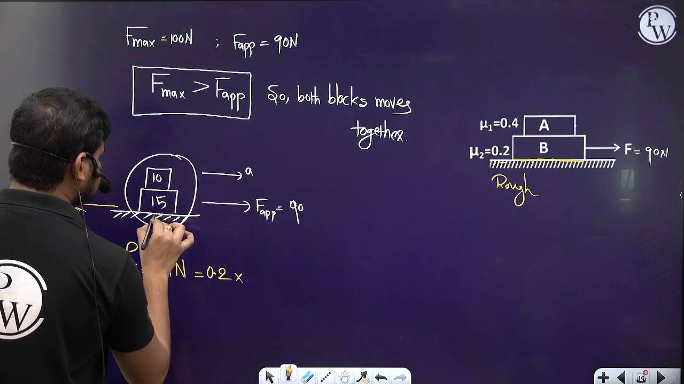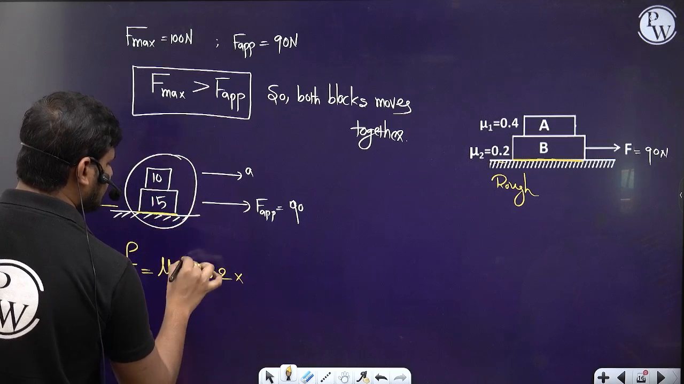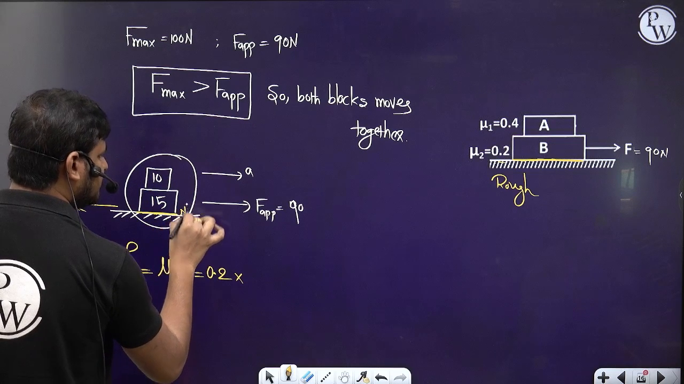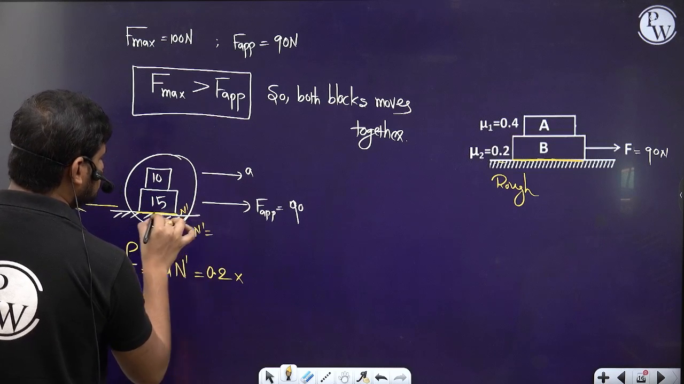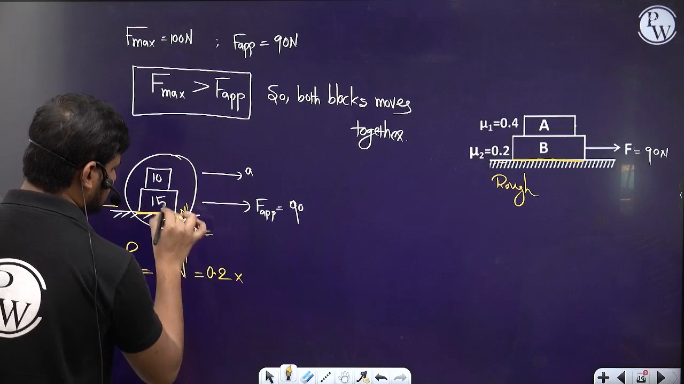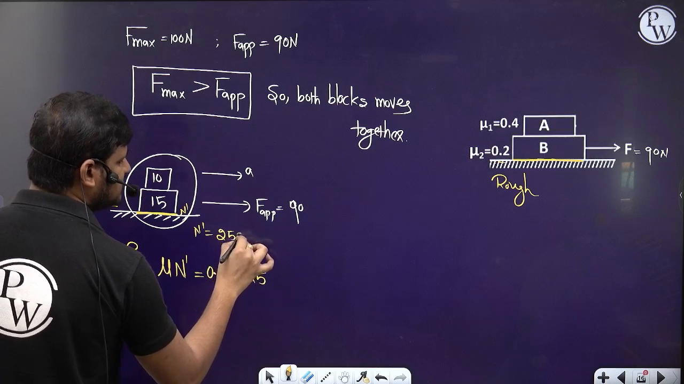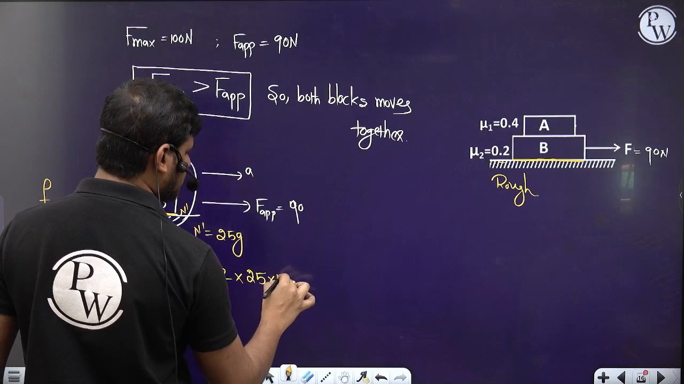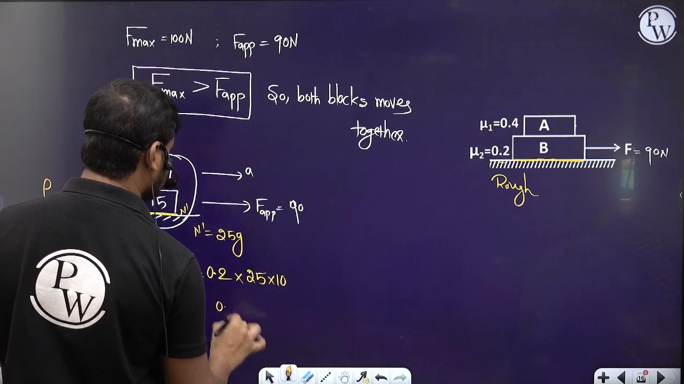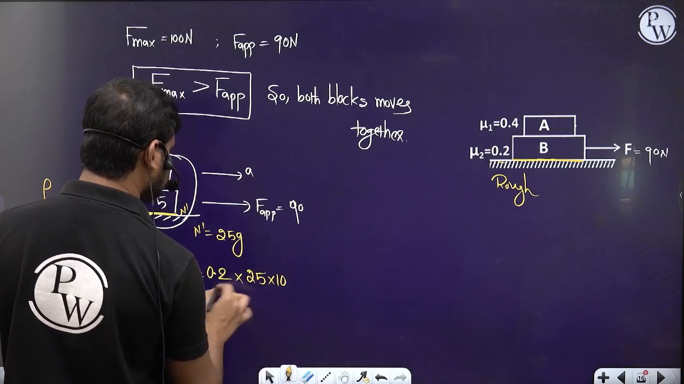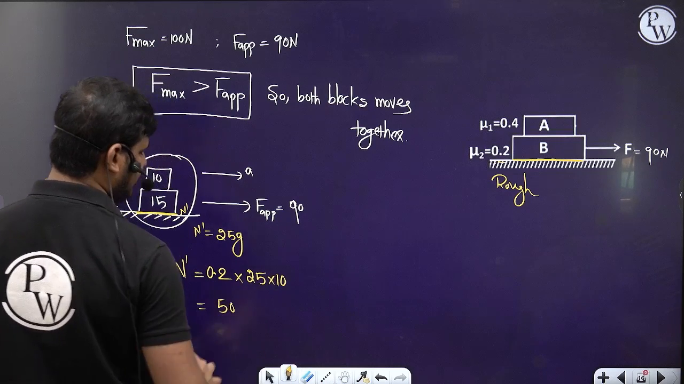Let the normal here be N dash. So N dash is equal to, how many masses are there? Two masses. So 25 is the mass into g. So N dash is equal to 25g, so 25 into 10. So that's why 0.2 into 250 is 50 newtons, yes or no?